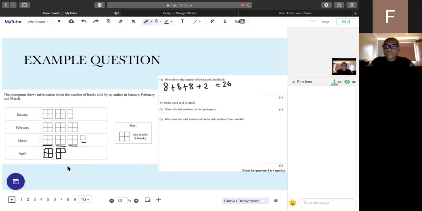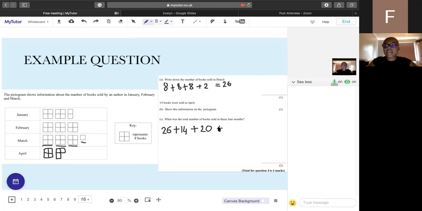And the last part of this question is now saying, what was the total number of books sold in these 4 months? So all we need to do now is add up the total. So we already know that March is 26. We also know that April is 14. And then we just need to figure out what January and February are. So January is 8 plus 8 plus 2, which gives us 18. I'm sorry, 8 plus 8 plus 4. I'm really messing all of this up today, sorry. 8 plus 8 plus 4, so we get 20.